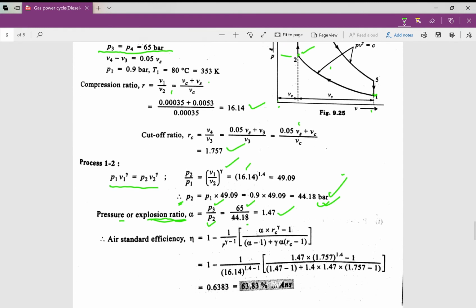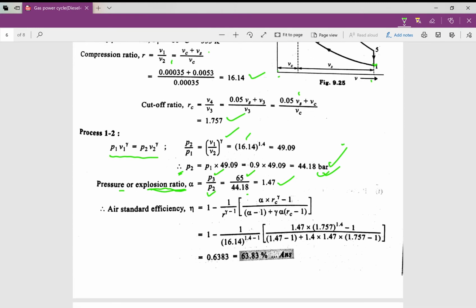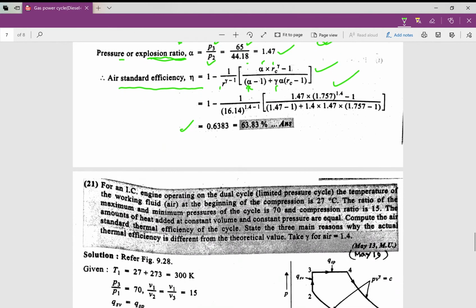Now, students, finally we have to write the efficiency equation, that is the air standard efficiency. This is your equation in which r is the compression ratio, alpha is your explosion or pressure ratio, r_c is the cutoff ratio, and gamma for air we know is 1.4. So put all these values, and we can get the air standard efficiency of this dual cycle. I think you might have easily understood the process of how to solve.